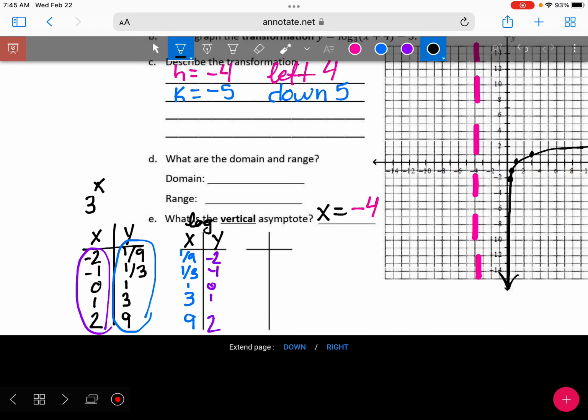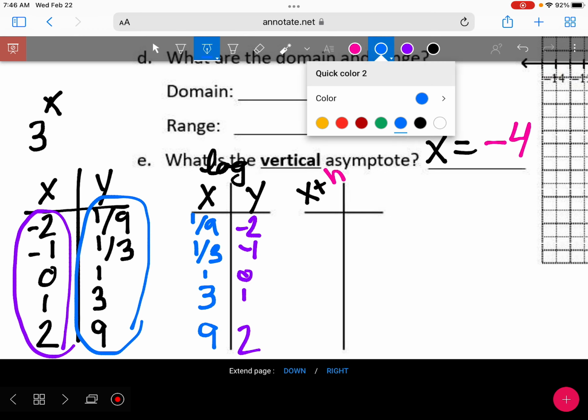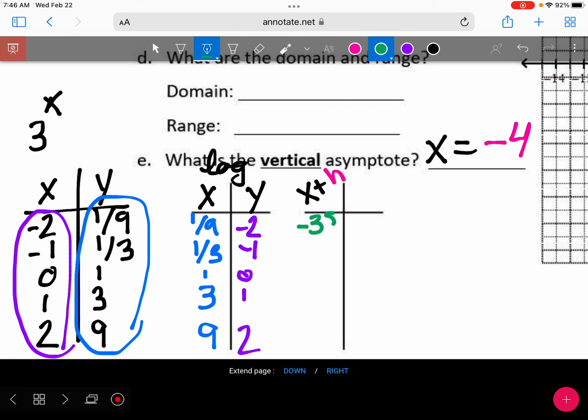To find our transformed function, what we're going to do is go to our table. We're going to do x plus h. We are going to take what were the x values over here, and we're just going to add h into this column. So we're going to take 1/9 plus -4, or 1/9 minus 4. And that is going to give us -3 and 8/9.